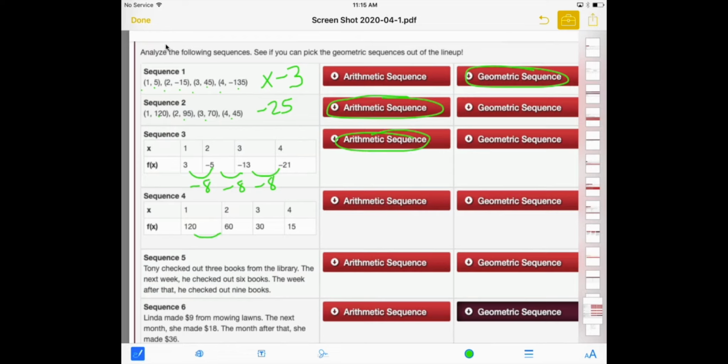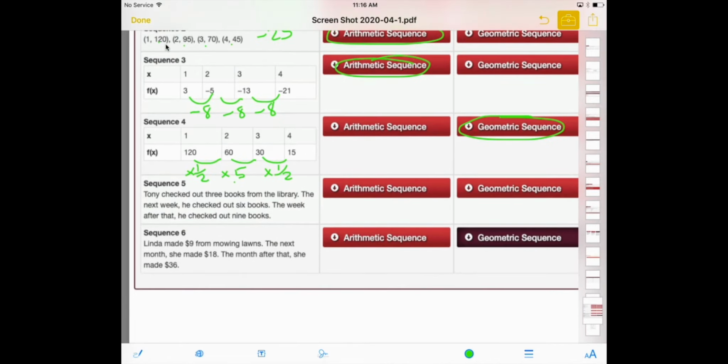For sequence 4, same kind of thing, but something that you'll notice is that the numbers are decreasing a lot more rapidly. So from 120 to 60 to 30 to 15. And then I'm just finding a pattern and noticing that it's getting cut in half every single time. So I'm technically multiplying by a half. The first thing I notice is from 30 to 15, but then I could check it all the way through. You can either write a half or you can write 0.5, depending on how you feel. It doesn't really matter. They are equivalent whether you write the fraction or whether you write the decimal. So since it's multiplying, that will be a geometric sequence. And then we have sequence 5. So it looks like Tony checked out 3 books, and then he checked out 6 books, and then he checked out 9 books.